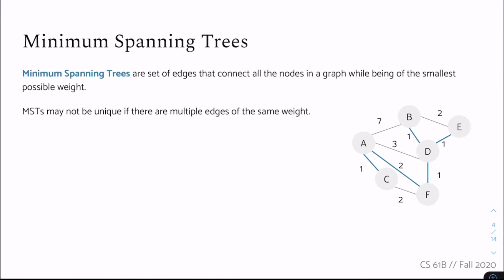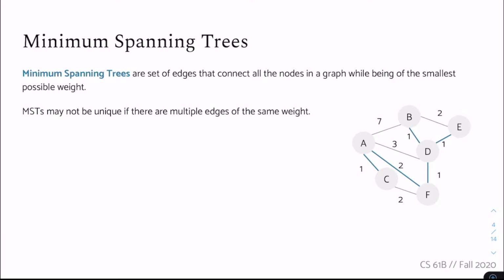The first thing that we're going to talk about is minimum spanning trees. So what is a minimum spanning tree? Well, a minimum spanning tree is a subset of a graph. It's a tree within a graph that connects all the nodes in the graph while being as light as possible. So the sum of the weights of all the edges is as small as possible.